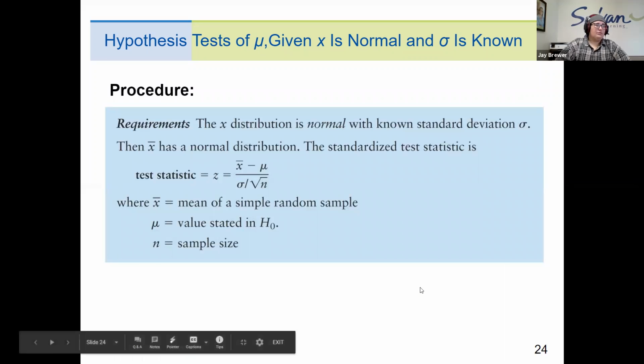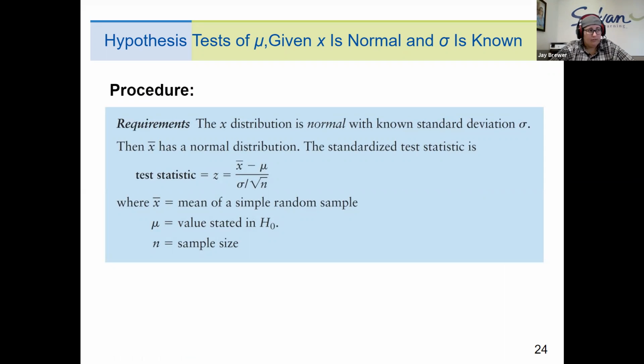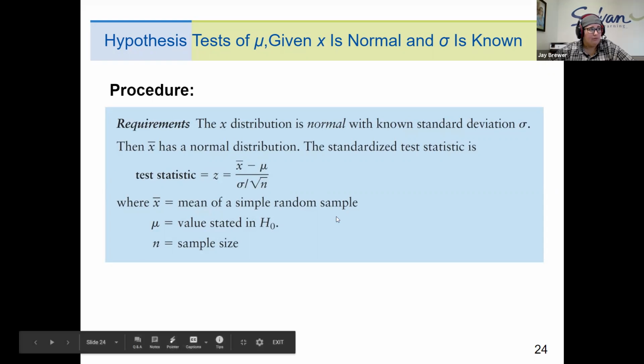Okay, here's our procedure. So first off, the requirements. Now remember, the requirements are the part in your quiz, homework, or exam that will end up probably being multiple choice. So the X distribution is normal with known standard deviation. Then X bar has a normal distribution. The standardized test statistic is followed. So Z is equal to X bar minus mu over sigma divided by the square root of n. Okay, you've seen this before.